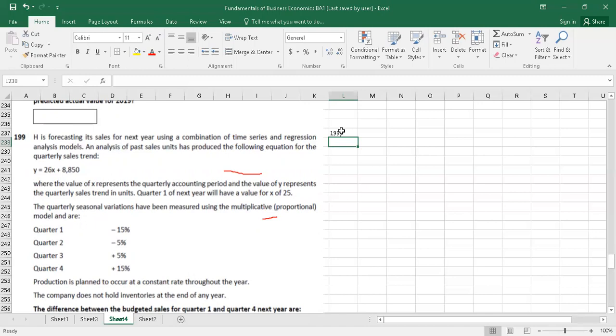The same way, the way we have done in the previous question, quarter one, then quarter two, quarter three, and quarter four. These are for the first year. So this would be year one. But the question is addressing year two. Year two, quarter one.